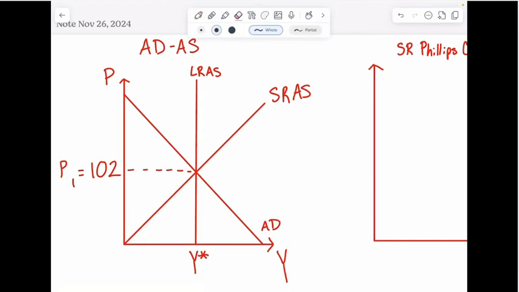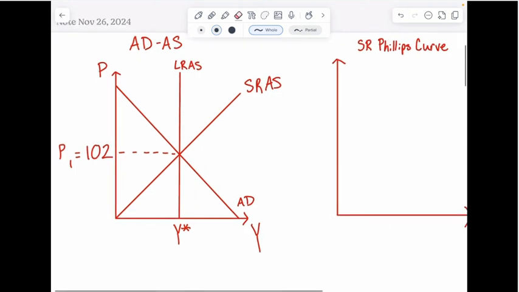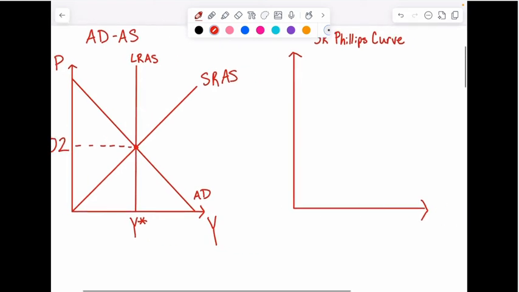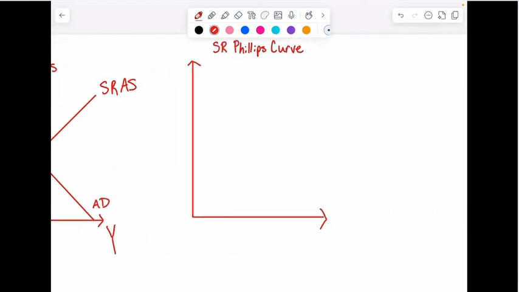We are going to look at how the aggregate demand and aggregate supply curves connect to our Phillips curves. So we start with our just sort of basic AD-AS curves. We have our SRAS, our AD, and our LRAS. And we have our equilibrium point here. We have our equilibrium y, and then we have P1 equals 102. So we're going to plot that on our Phillips curve.